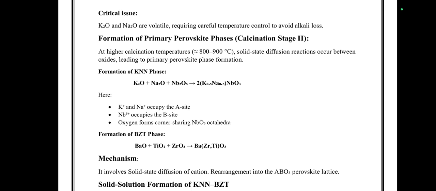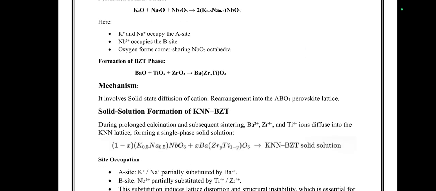Calcination stage 2 is formation of primary perovskite phases. At higher calcination temperatures, 800 to 900, solid state diffusion reactions occur between oxides, leading to primary perovskite phase formation. Formation of KNN phase involves potassium oxide reacting with sodium oxide and niobium pentoxide, and potassium sodium niobate is formed. Here, potassium and sodium occupy the A site in the perovskite structure, niobium occupies the B site, and oxygen forms the corner sharing niobium oxide octahedra. And formation of BZT phase: barium oxide plus titanium oxide plus zirconium oxide combine to form BZT, barium zirconate titanate.